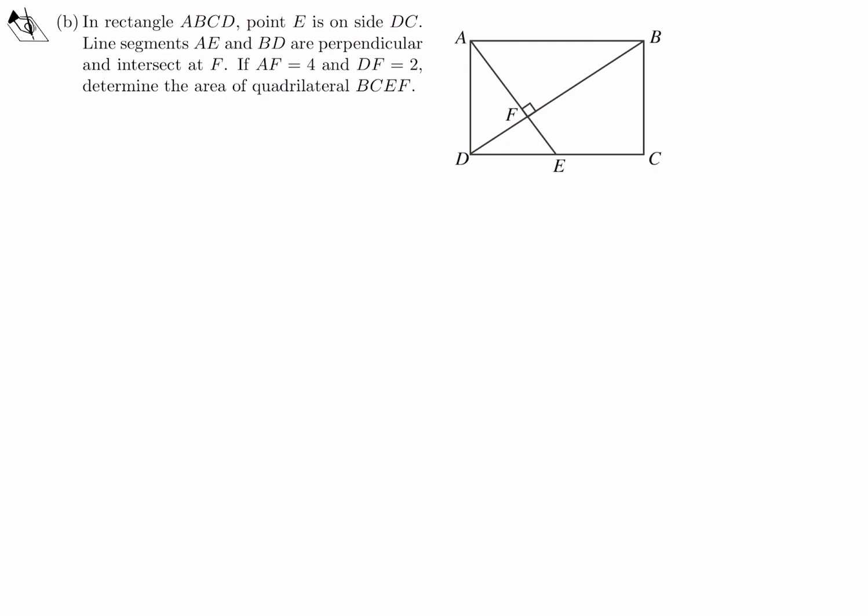In rectangle ABCD, point E is on the side DC. Line segments AE and BD are perpendicular and intersect at F. AF is 4, DF is 2. Determine the area of quadrilateral BCEF.